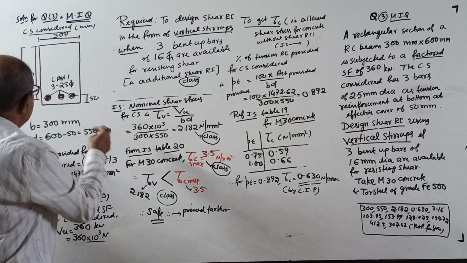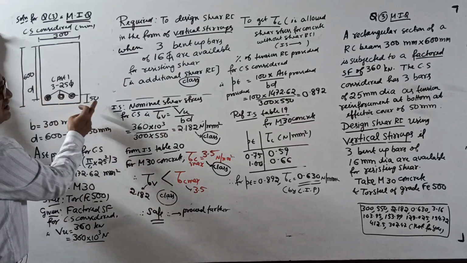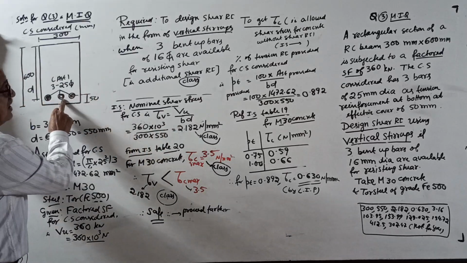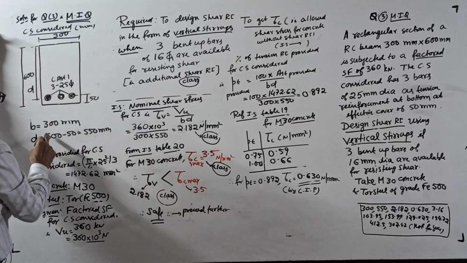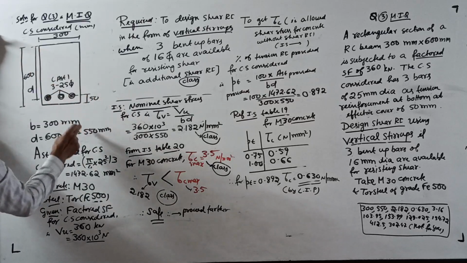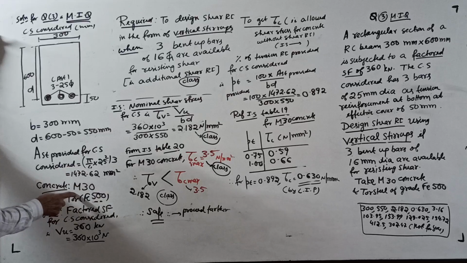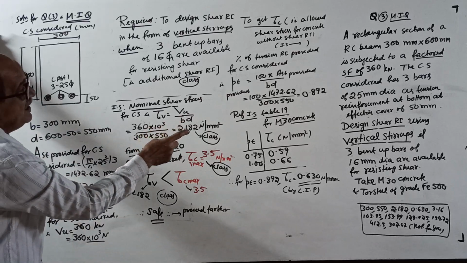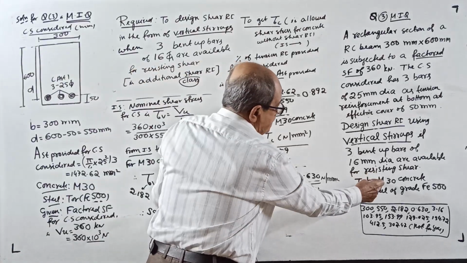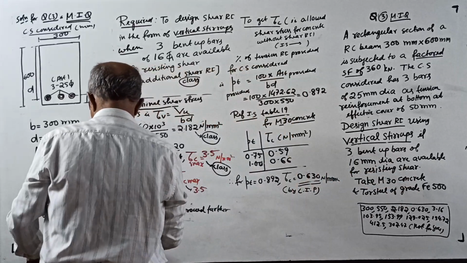Factored, given. Tension side 3 of 25 torque. This time I told effective cover at the bottom. This is D. So 600 minus 50 is D. AST you can calculate. I told there M30 concrete. I changed it. Yes, M30 and Fe500.